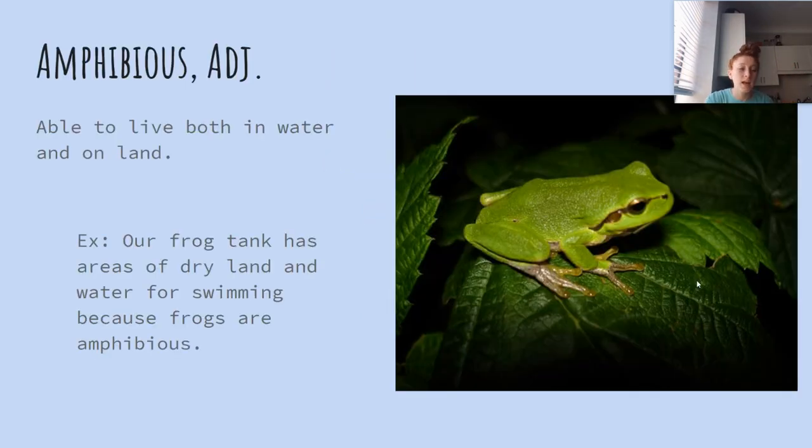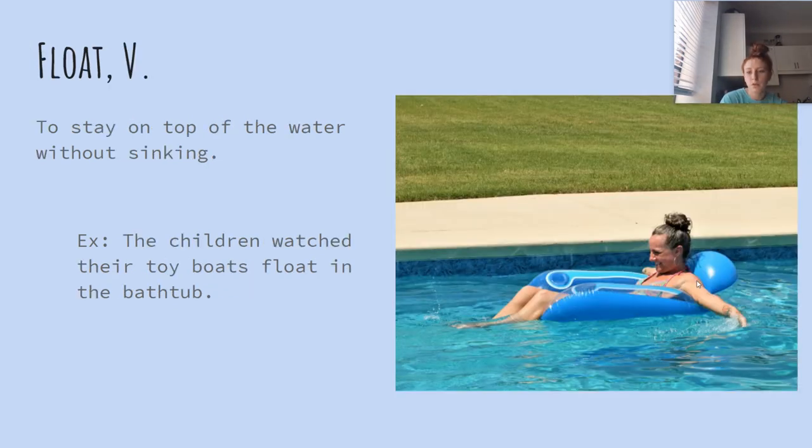Amphibious. Amphibious is an adjective, and it means able to live both in water and on land. Our frog tank has areas of dry land and water for swimming because frogs are amphibious. Float. Float is a verb, and it means to stay on top of the water without sinking. The children watch their toy boats float in the bathtub.